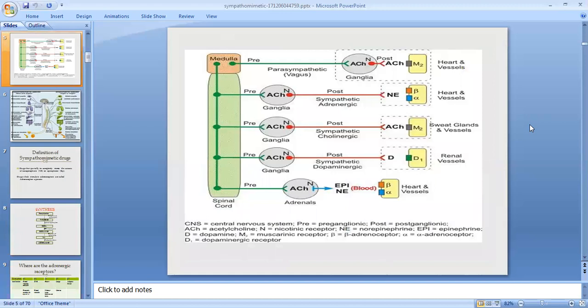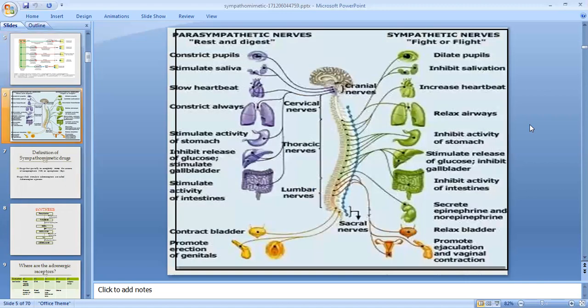You see the preganglionic fibers and the postganglionic fibers in the sympathetic and the parasympathetic systems, and their effects on the different receptors. This is the sympathetic nervous system fight or flight effect on different organs. These are the pharmacological actions of the sympathetic system.